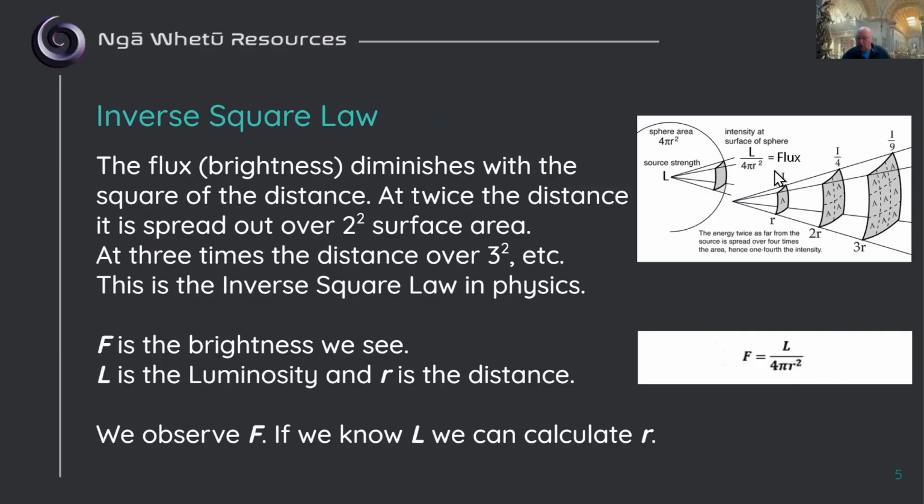This is a general form of this formula. F is the flux, but that's where we are going, that will be the brightness as we see it. Capital L here at the top is the luminosity of the star. We need to know that if we want to calculate the distance. If we know it, you plug that in here, and then r is the distance to the star. So you can calculate r if you know both the luminosity and the brightness as we observe it. That is the inverse square law principle that we use in many applications of distance measurement in astronomy.